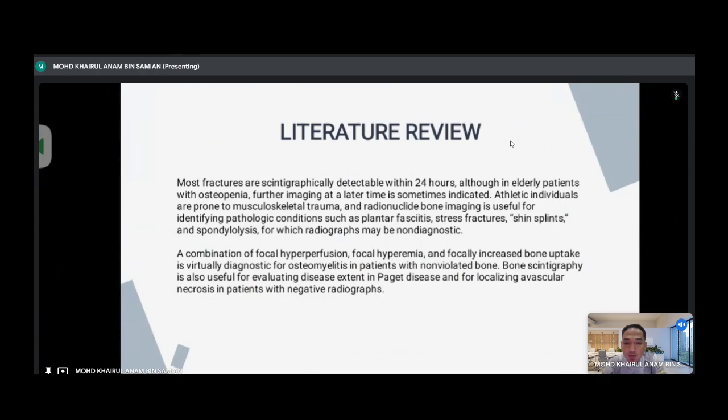A combination of focal hypoperfusion, focal hyperemia, and focally increased bone uptake is virtually diagnostic for osteomyelitis in patients with non-violated bone. Bone scintigraphy is also useful for evaluating disease extent in Paget disease and for localizing avascular necrosis in patients with negative radiograph.